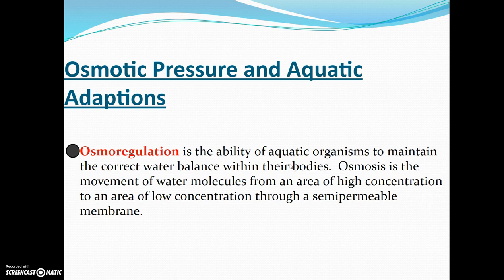Osmotic pressure and aquatic adaptation. So osmoregulation is the ability of an aquatic organism to maintain the correct water balance within their bodies. Water moves from an area of high concentration to an area of low concentration through a semi-permeable membrane.